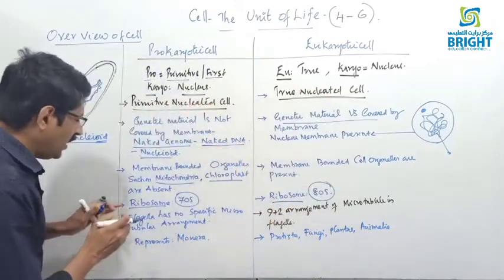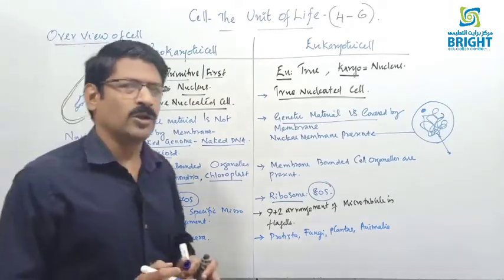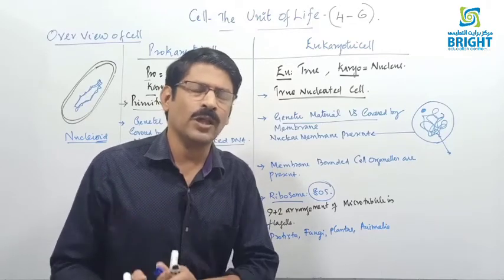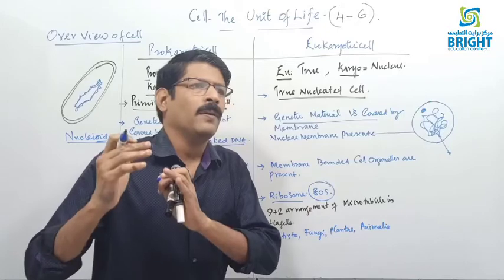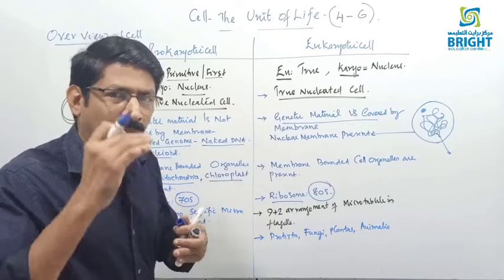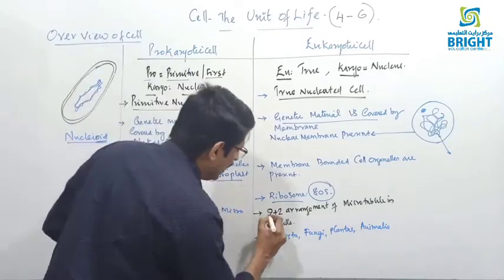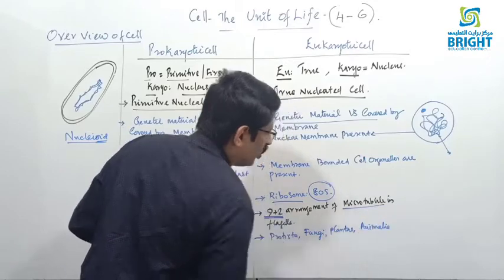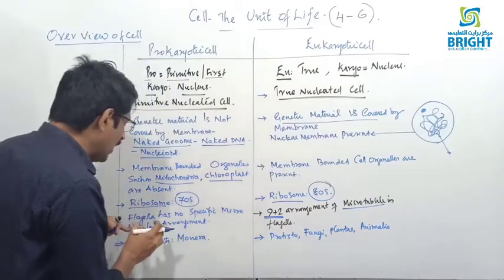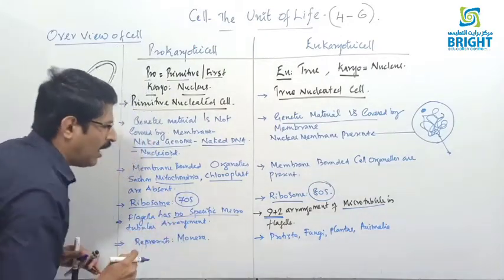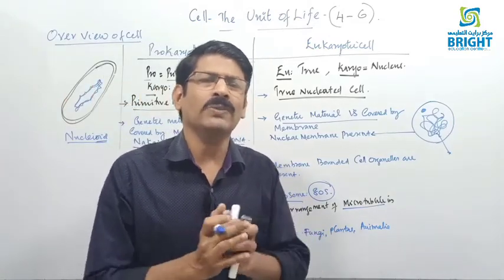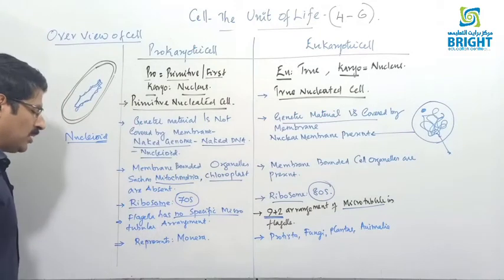And flagella is a locomotory organ present in many of the prokaryotes, especially protistans, or in the case of protozoans, and also higher organisms have flagella. In our body also we have flagella, and in the eukaryotic flagella, there is a 9+2 arrangement of microtubules. But in the case of the prokaryotic cell, no specific orientation or arrangement of microtubules is present.